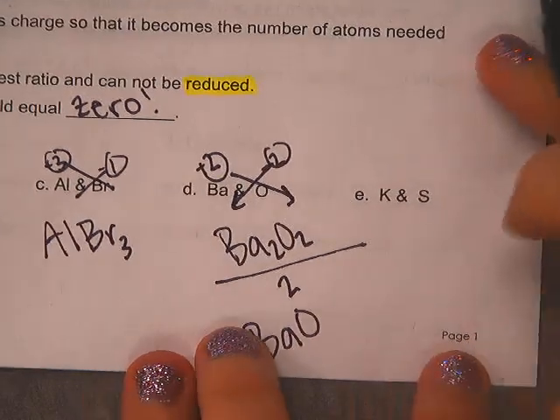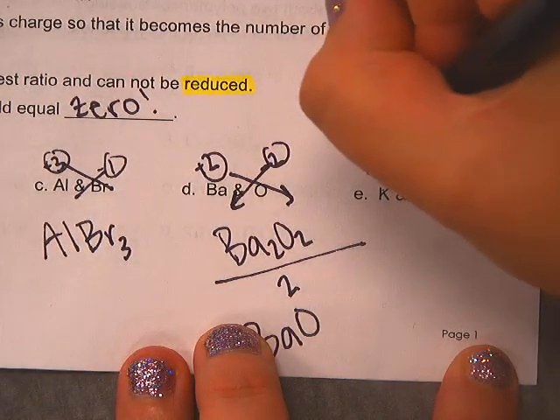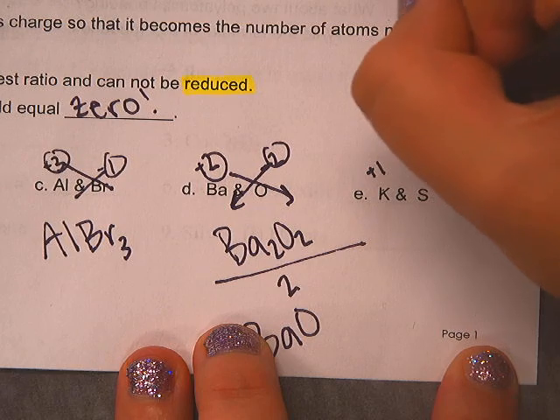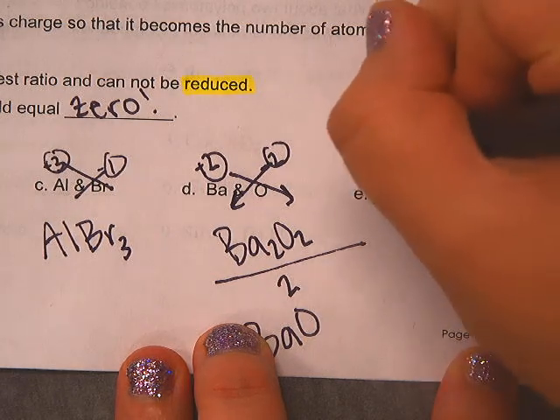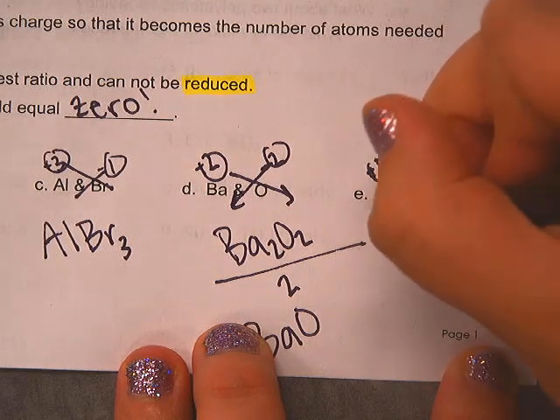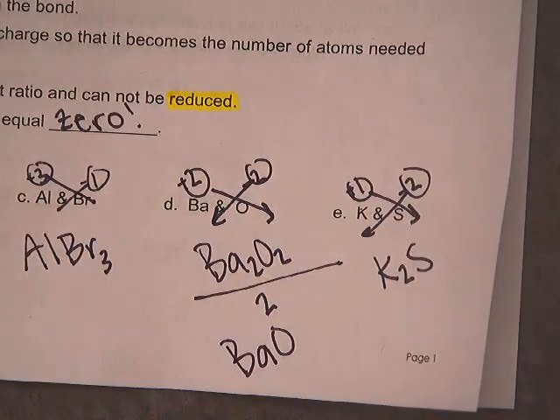And then finally, the last thing is potassium and sulfur. Potassium has a +1 charge. Sulfur has a -2 charge. So the 2 would tell me I need 2 potassium atoms. 1 tells me 1 sulfur atom. So K2S is my formula there.